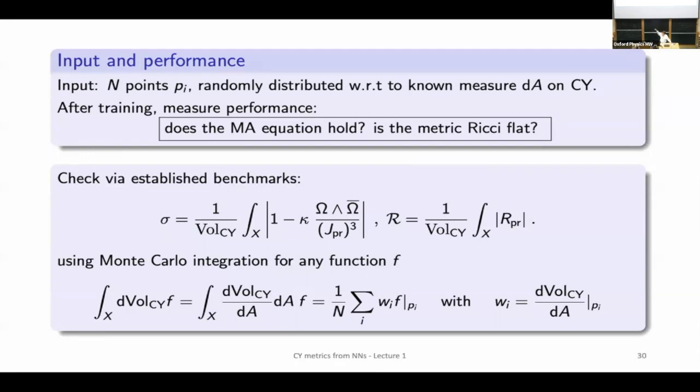And then we have the analog of the Ricci functional, which is checking that the Ricci scalar, when integrated over the Calabi-Yau, is small. So we compute these. Once you have your network, you can compute these things at all the points of your test set, and then you evaluate these integrals using this numeric computation as a weighted sum.